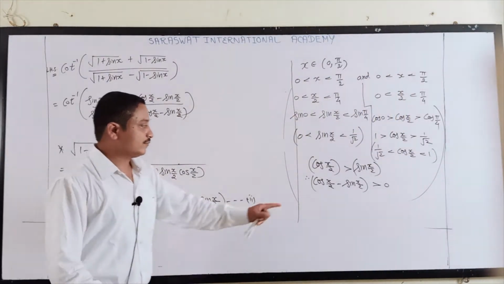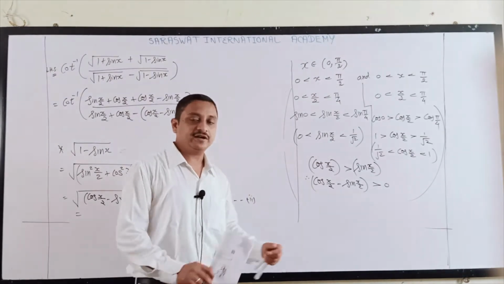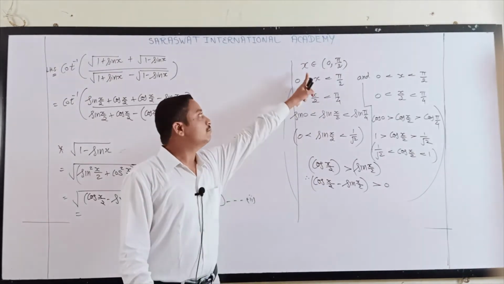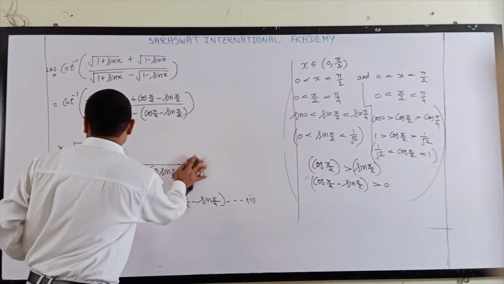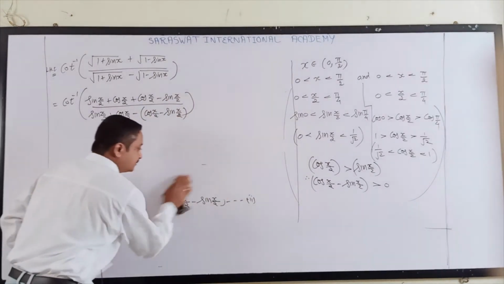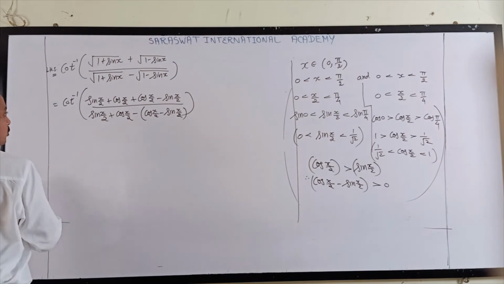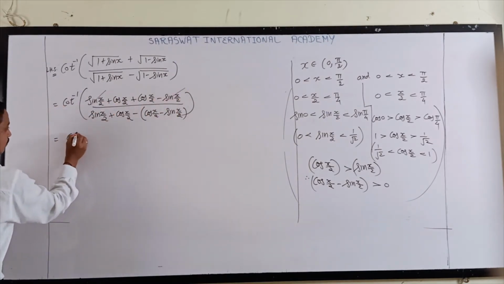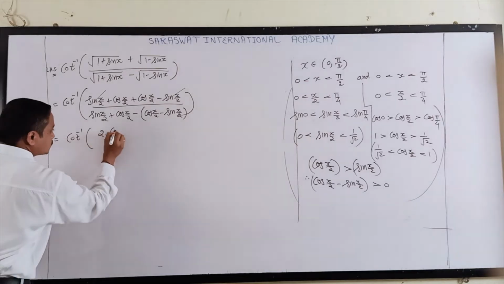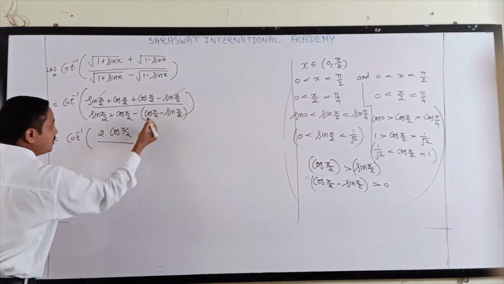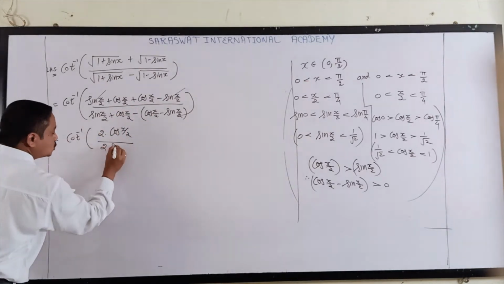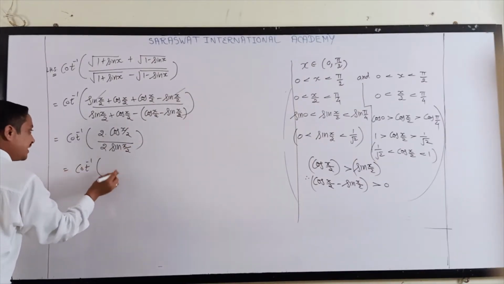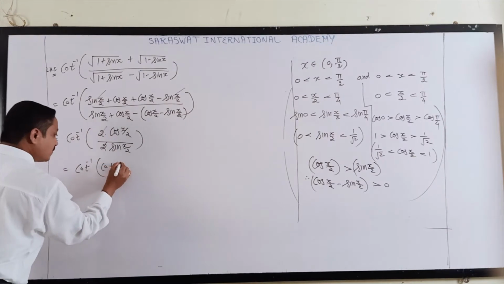But the main important thing is that this condition must be checked. Don't worry, students. This same numerical I will again explain by a different condition. After that, what do you get here? Sine and sine cancelling, it is 2 cos x by 2. Same here, cos and cos cancelling, 2 sin x by 2. And what do you get? Yes, it is cot x by 2.